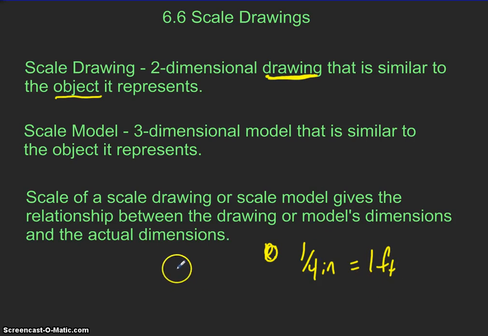Okay, you may have something that looks like 1 to 75 or 1 to 50. Well, that means whatever you measure on the drawing, one of those is going to equal 75 of those on the real thing. So 1 foot would equal 75 feet, 1 inch would equal 75 inches. So sometimes the scale actually has units associated with it. Sometimes the scale does not, and we're going to look at both today.